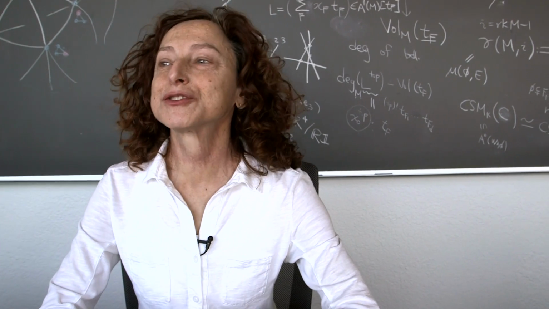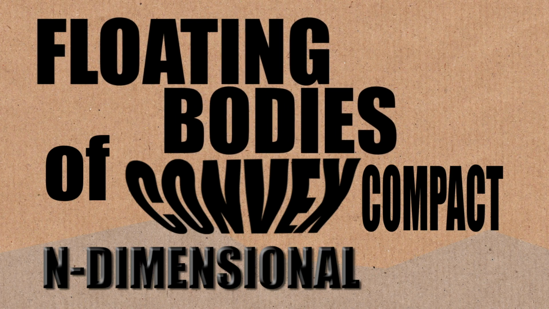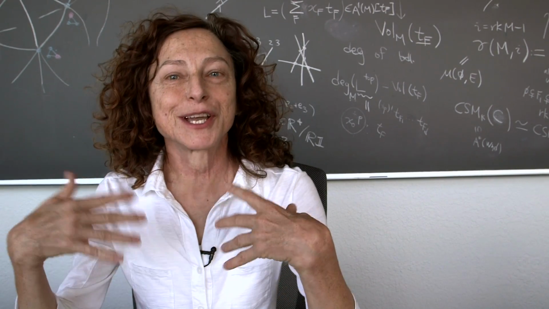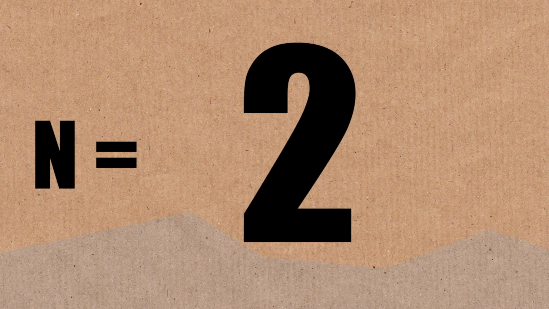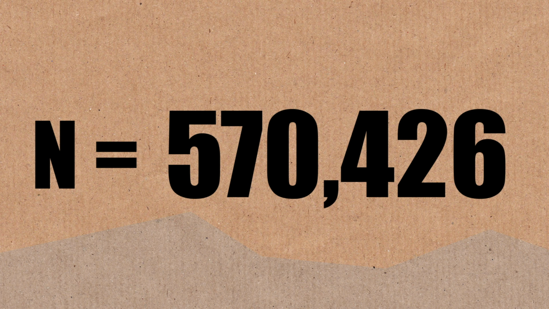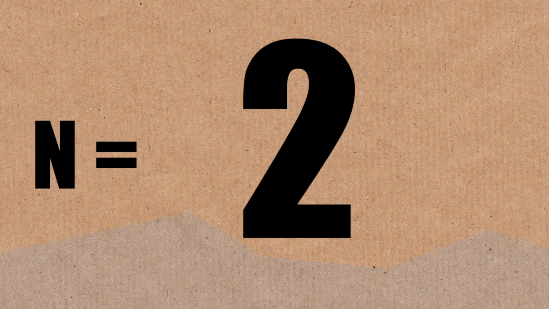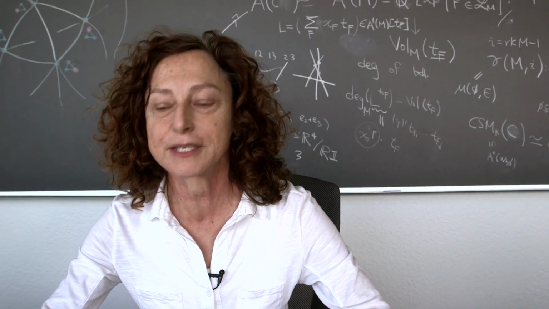So we are going to talk about floating bodies of convex, compact, n-dimensional sets. N, the dimension, can be anything: 2, 3, 570,426, whatever. But for the purpose of today's talk, let's just stick with n equals 2. That is, let's just look at such sets in the plane.